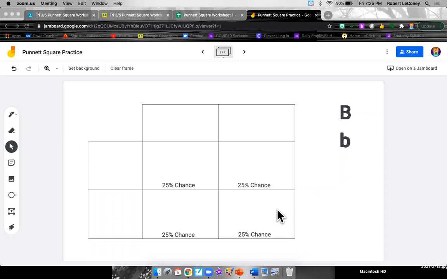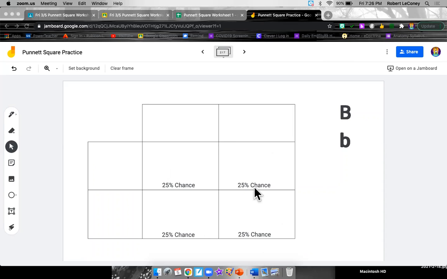First part is I'm going to help you walk through how to do a Punnett square. If you already understand this part, then fast forward, and I'm going to help you set up the Punnett squares in the homework. All right, so how do you do a Punnett square?